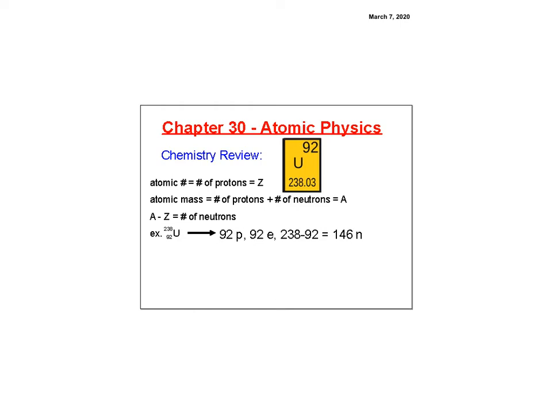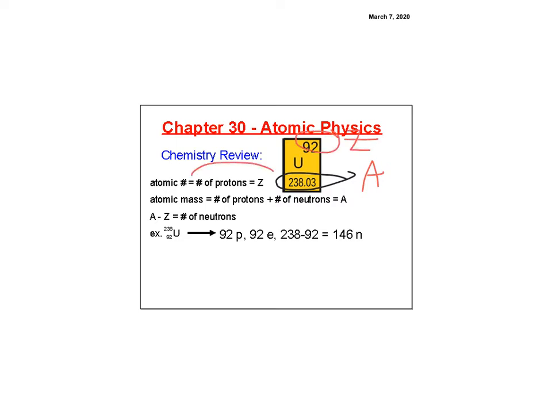All right, so this is chapter 30, atomic physics. Repeat for those of you who weren't paying attention. So remember, you should be able to look at the chart and know which number is the atomic mass and which number is the atomic number. So this one is the mass, which is also known as the letter A, and this one is the atomic number, which is also Z.